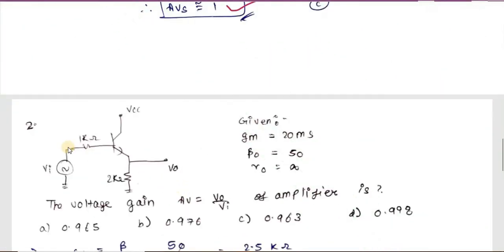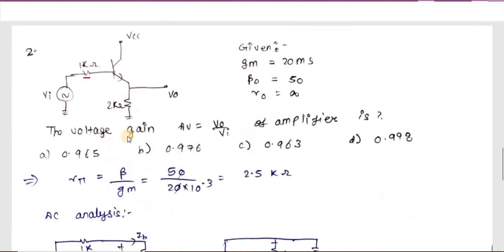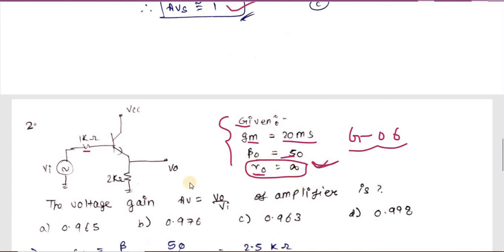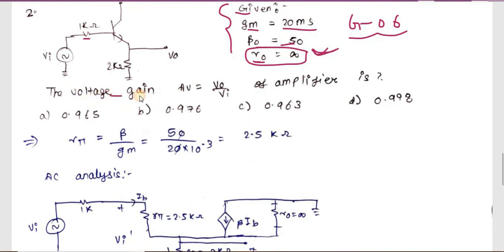Now let's see another sum with RS. Here you can see we have given these parameters. This sum was actually asked in GATE 2006. I forgot to mention the stream. So let's see the given data: GM is equal to 20 millisiemens, beta O is equal to 50, RO is equal to infinity. This is also part of your AC analysis; we will see where it is located. The question asks: the voltage gain AV equals VO by Vi of the amplifier is... and the options are here.